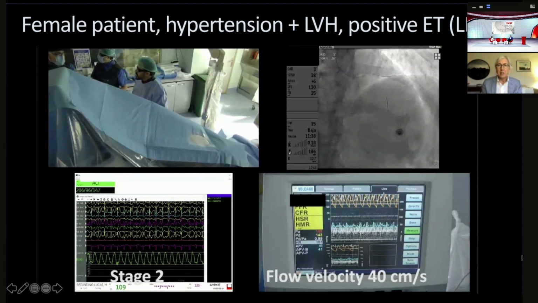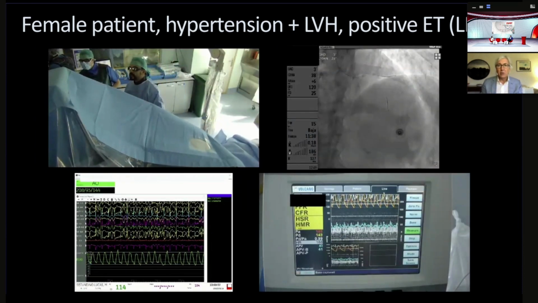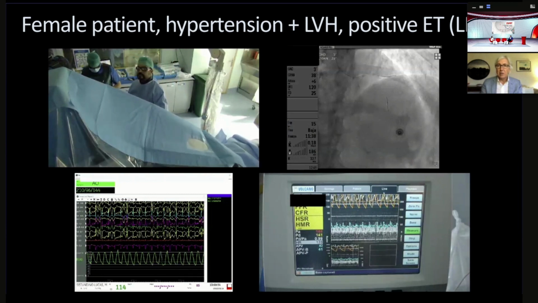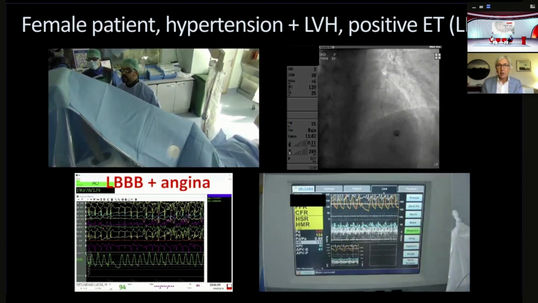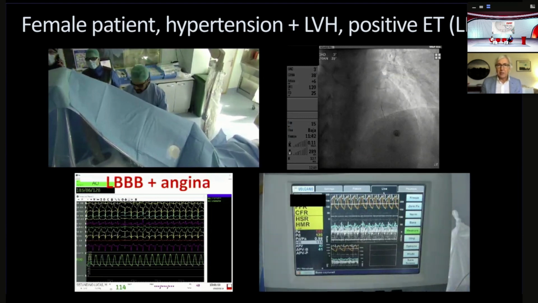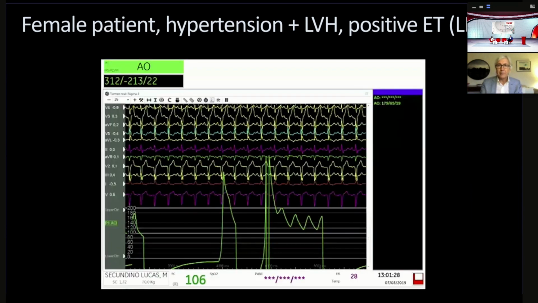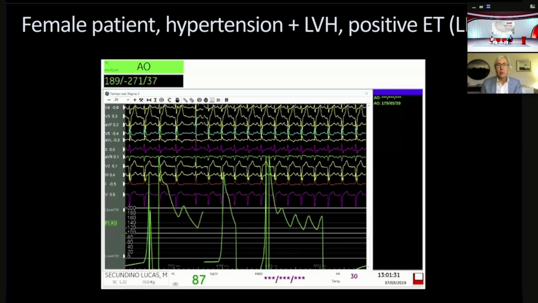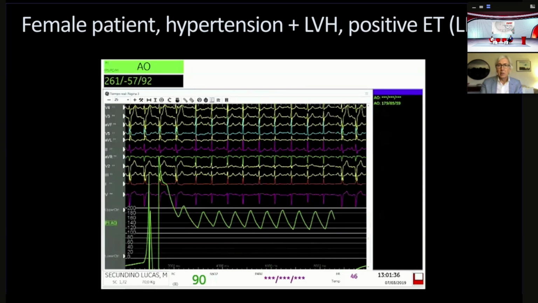As you can see, flow velocity stays at 40. At stage 3 of the Bruce protocol, flow velocity continues being exactly the same, 44 centimeters per second. But now the patient has angina, and she develops left bundle branch block, exactly as it happens in our cath lab, in the exercise tolerance test. So it was very dramatic to see this lady exercising in front of us and seeing that actually there was no increase whatsoever in blood flow to the myocardium. And here you can see the left bundle branch block resolving back to a normal ventricular conductance in recovery.